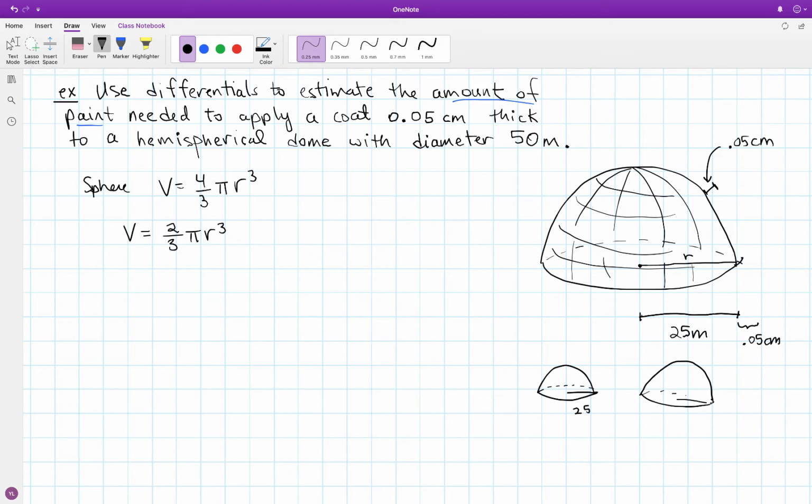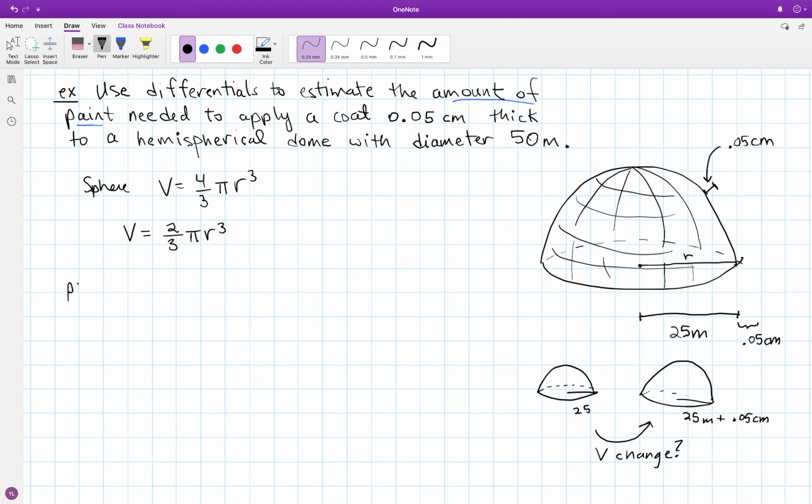And the radius is growing from 25 meters to 25 meters plus 0.05 centimeters. I'll have to convert those units. And I'm wondering, what is the volume change? The volume change is going to be exactly the amount of paint that I use, right? Because that is what's occupying the new volume in the bigger hemisphere. Okay, so now I can come back to this equation and see how differentials gets that for me eventually.